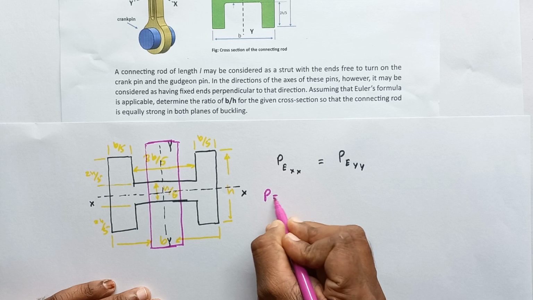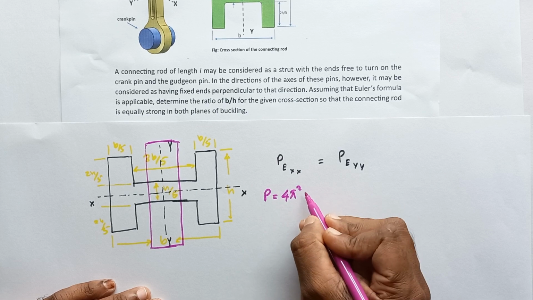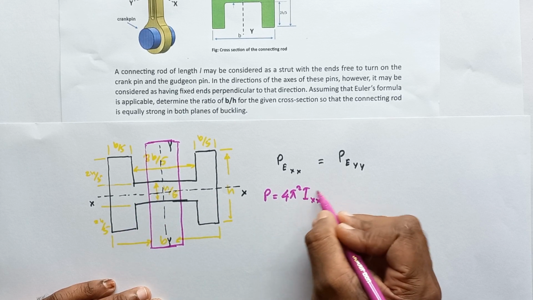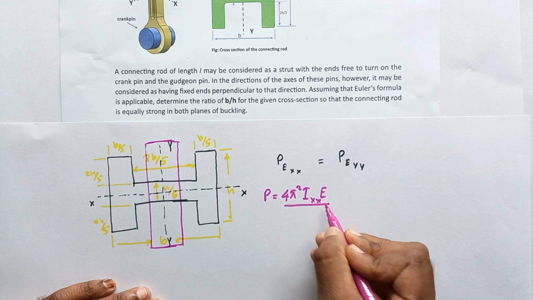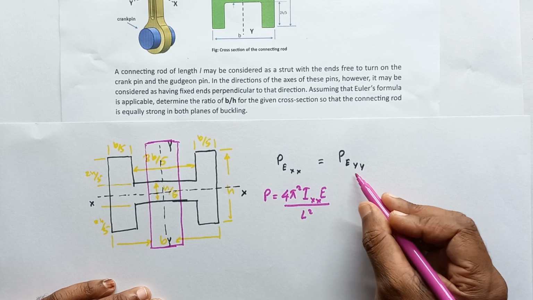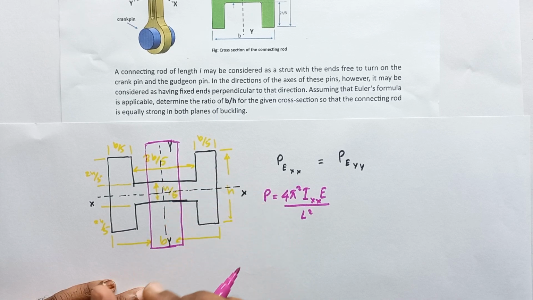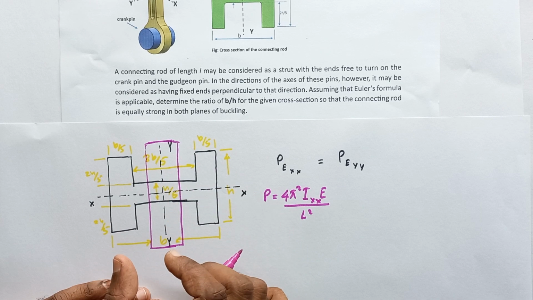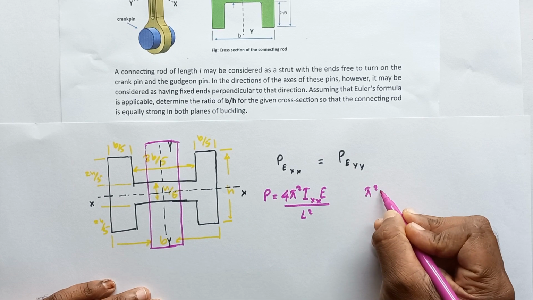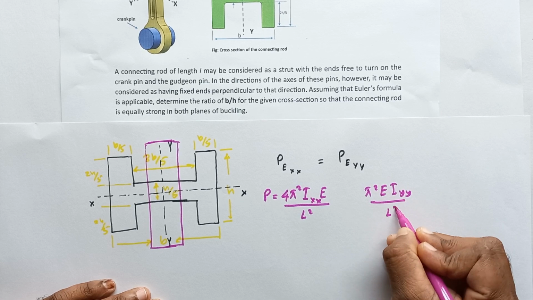The P is equal to 4π² E Ixx divided by L square. For this case, if you take the buckling around the YY axis, that is like a column with both ends pin supported. The buckling load in this case is equal to π² E Iyy divided by L square.